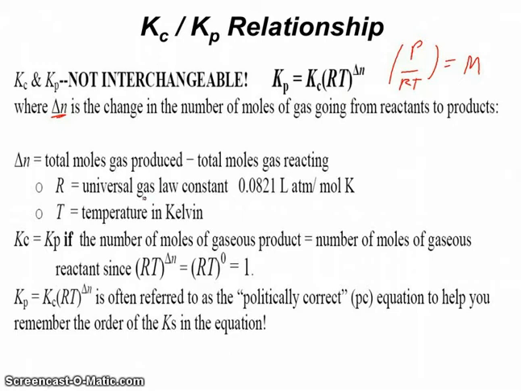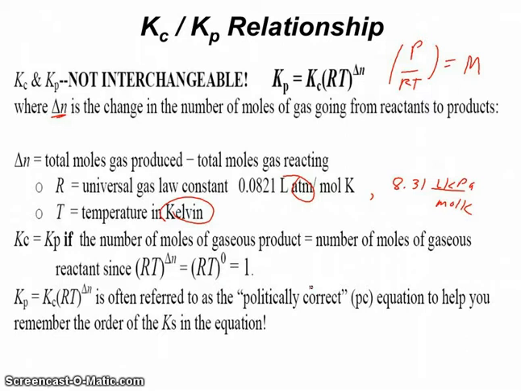And so in this case, our R and RT, R is our universal gas constant. If we're using atmospheres, that's 0.0821. If we're using kilopascals, it would be 8.31. Either of those is okay. Temperature has to be in Kelvin, as with most gas law applications.